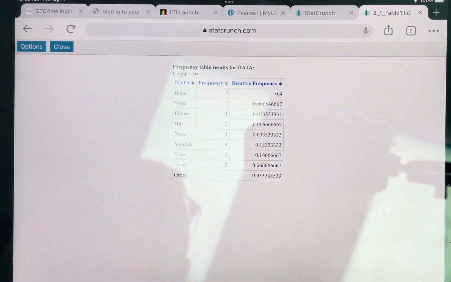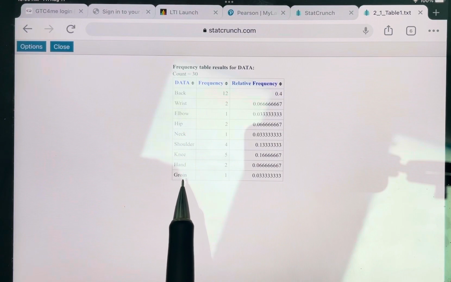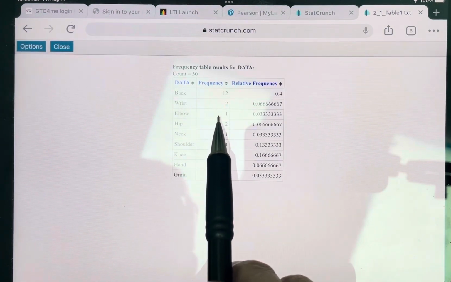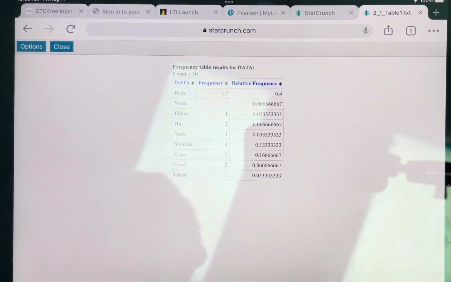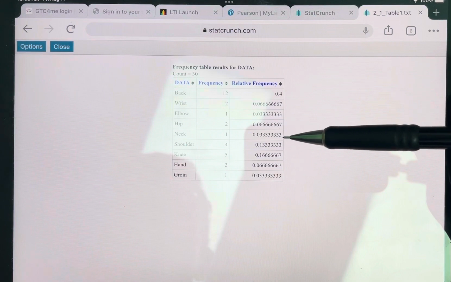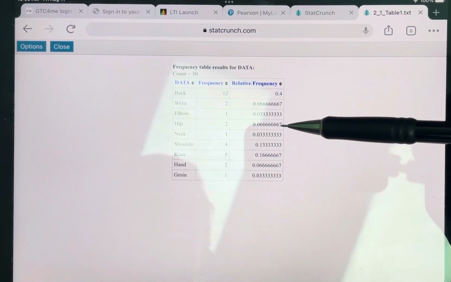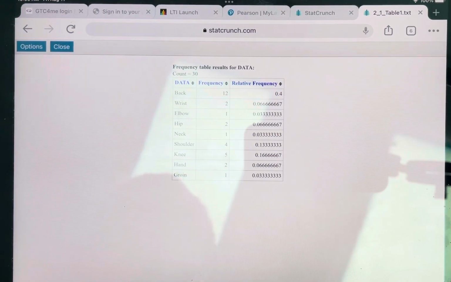So there's the exact same data table. Here are the data. There's your frequency table. Notice they mention the count, and here is your relative frequency distribution. Of course, they're going out to 10 decimal places, and they're rounding the final, but we know that these numbers go on forever. So there you have it.